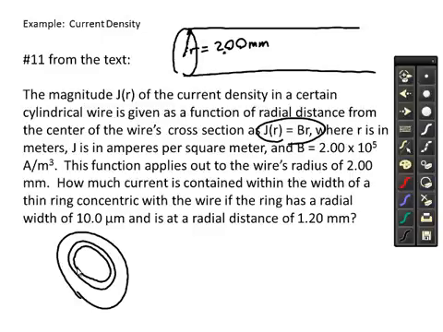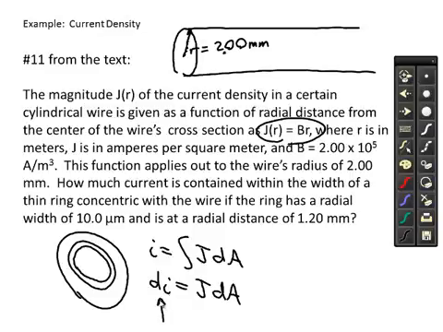We won't have time to finish it, but remember, current is the integral of J dA. If we get rid of the integral for a moment, we can also write this as a differential equation: dI, a tiny bit of the current, is equal to J dA. So this is what they're after. What tiny fraction of the total current is going through this concentric ring, given those parameters? We'll take a look at this one next time because we are just out of time.